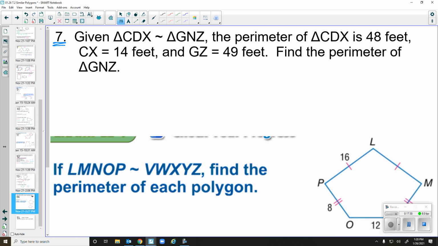So I want y'all to do number 7. This is number 7. If you feel compelled to do the second one, you can, but just work on number 7.